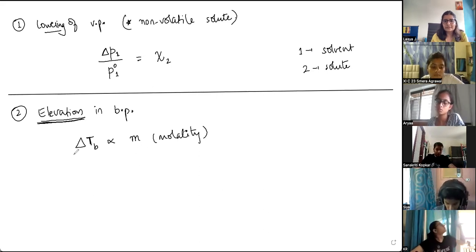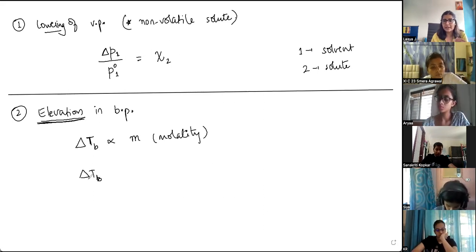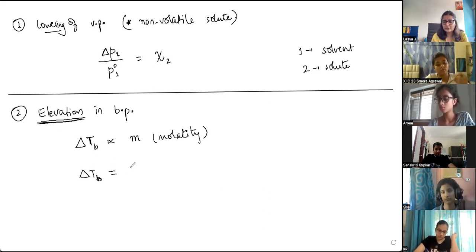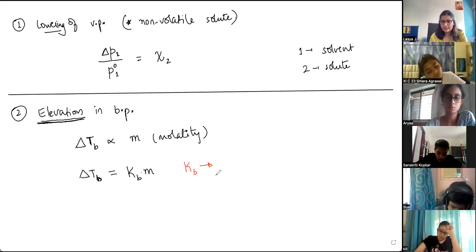And the formula: another constant is introduced when you remove the proportionality. So delta TB, which is the change in boiling point, is by how much the boiling point increased. The elevation in boiling point is equal to KB times m. Here, KB is a constant, which is a property of the solvent. This has multiple names. One is the ebullioscopic constant.